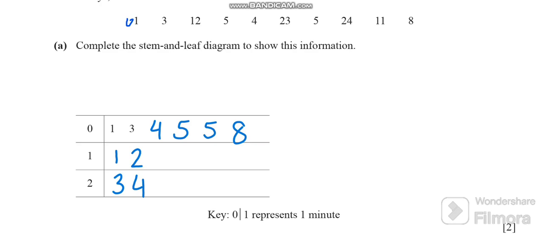Then we will move on to the tens numbers, which is between 10 and 20. So first one will be 11 over here, then second one will be 12, and that's it in the tens numbers. Then in the 20s numbers we have over here 23, 24. So this is how we will fill out the stem and leaf diagram.